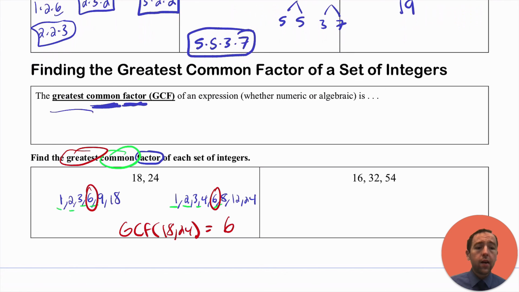If we were to jump to the next example, you'd have to list out all the common factors of 16 and 32 and 54, and then find the one that's the greatest. If you worked it out and you want to check it, the GCF is actually just 2. That's the largest number that they have as a common factor.